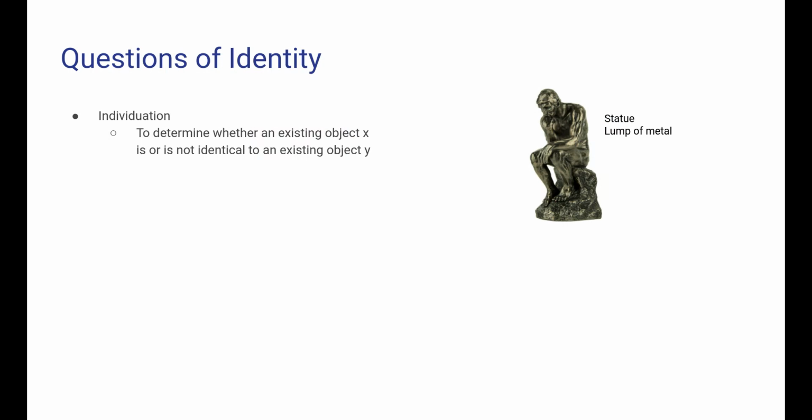Okay, now moving on to questions of identity. There are three common sets of questions that philosophers often think about when they address identity. First, we have individuation, which is about determining whether an existing object X is or is not identical to an existing object Y. For example, if we have some lump of metal and a statue made of that lump, can we individuate, distinguish between two different objects here, or is there only one object?